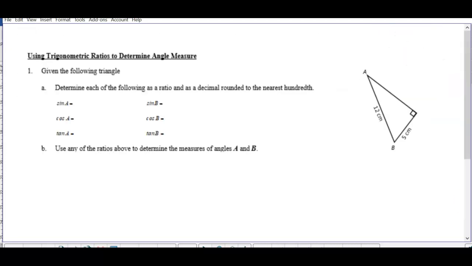Okay. Next part here. Use trig ratios to determine angle measure. So given the following triangle, determine each of the following as a ratio and as a decimal rounded to the nearest hundredth. So again, we've done some like this before, but we will go through. So remember, in this diagram, if we're doing all trig ratios, we need all of the sides. So I'm going to label opposite the 90 degree as the hypotenuse, and I need to figure out what this side is. So that's a leg. So x squared equals the hypotenuse squared minus the other leg squared. So 144 minus 25.